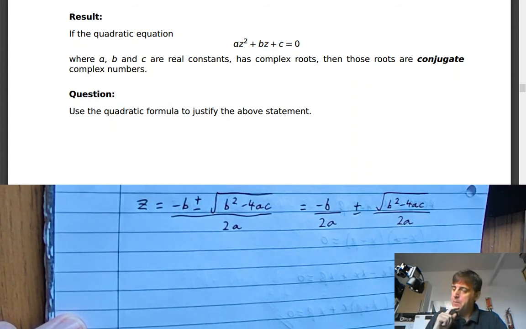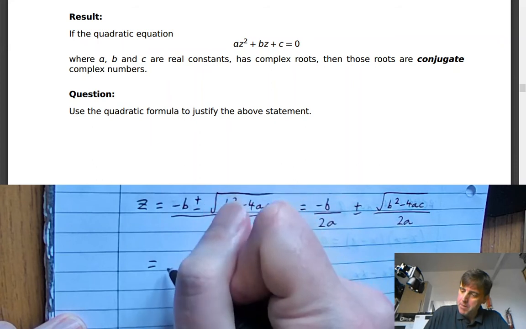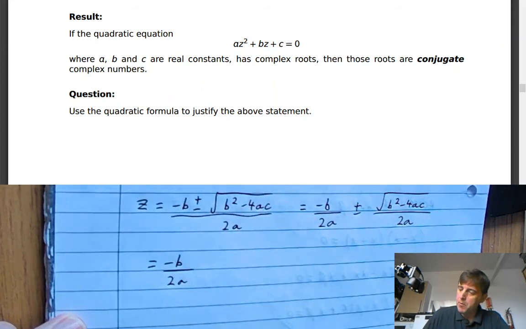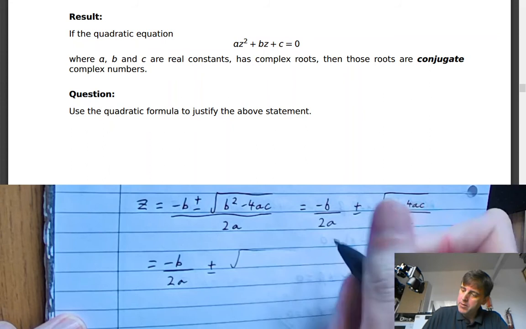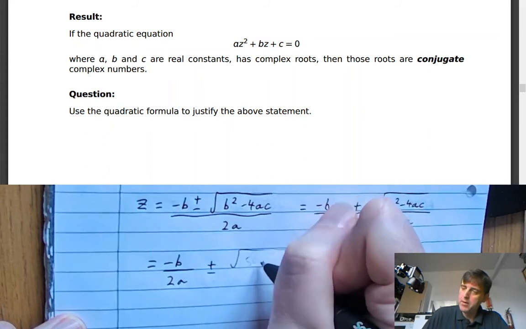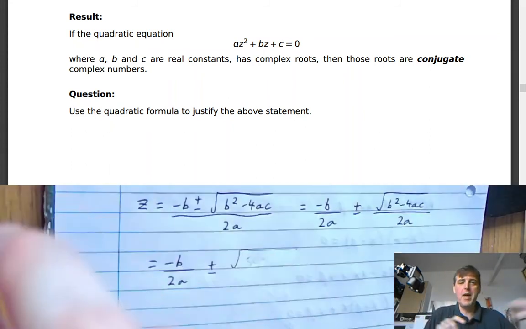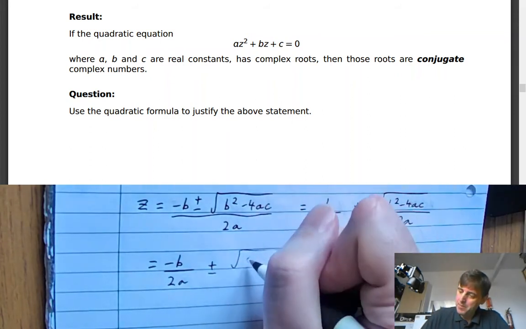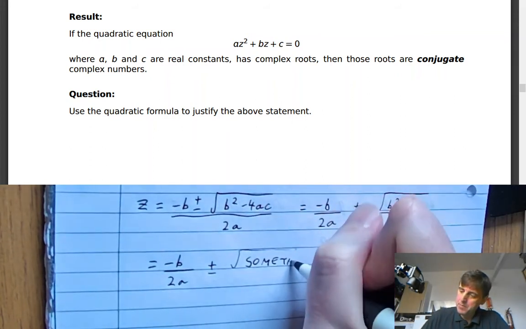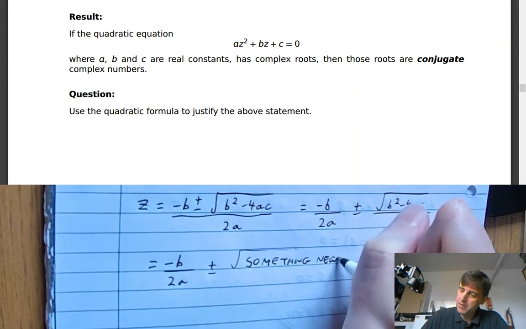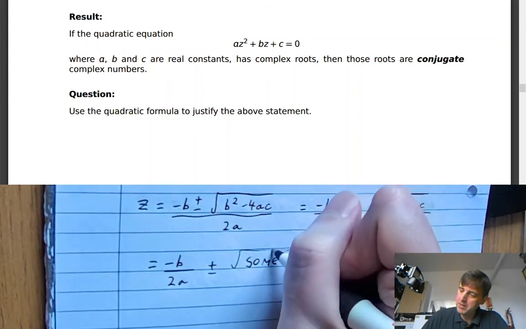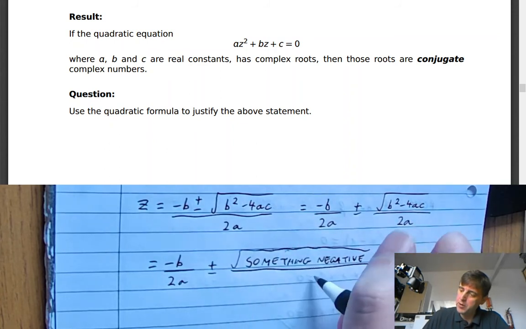Now, let's see what I can do with this discriminant. Now, if we have complex roots, then this discriminant, the b squared minus 4ac, is a negative number, right? So I'm just going to write this down as minus b over 2a plus or minus something negative here. My pen's run out. Let me try another pen here. Okay. So something negative in that square root sign, and that's all still being divided by 2a here.